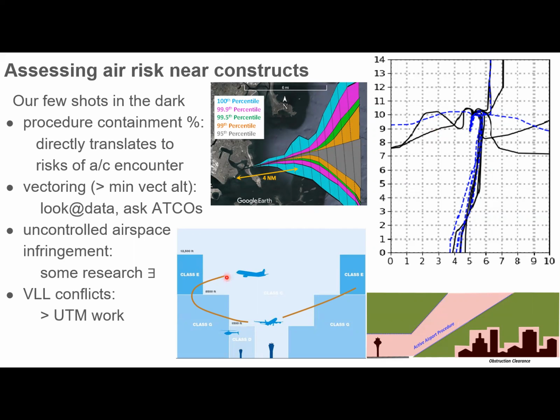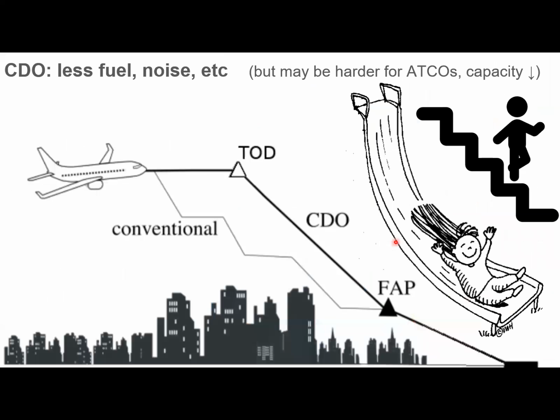Surprise, surprise, the aircraft actually do not always stay within the controlled airspace. They do violate the boundaries. And I know ANSPs with good safety culture do studies trying to understand how often that happens, and we can translate it again into air risks. And of course, the conflicts in very low-level airspace are completely separate work in the UTM.